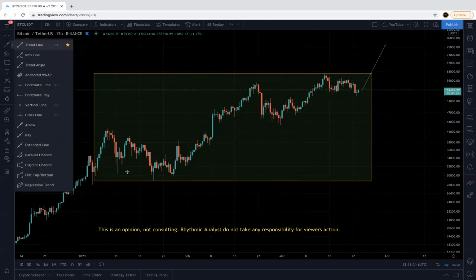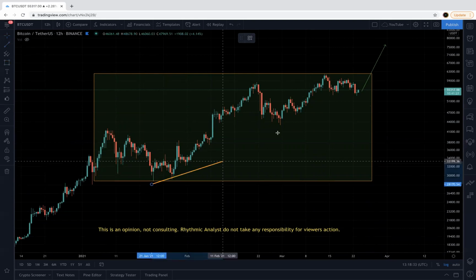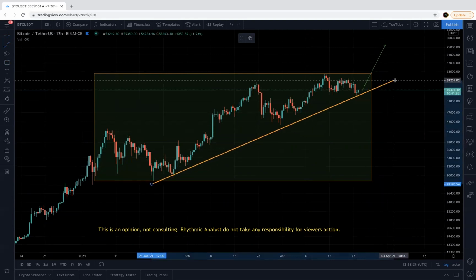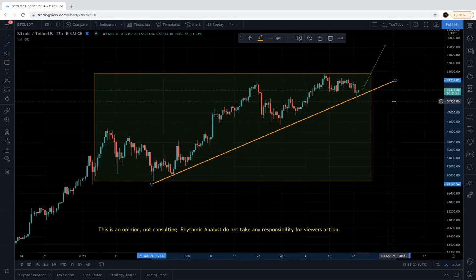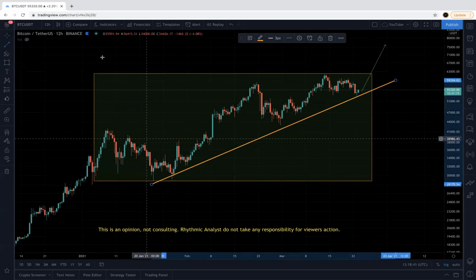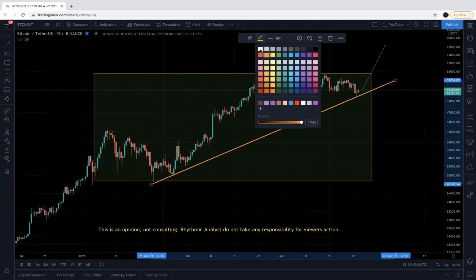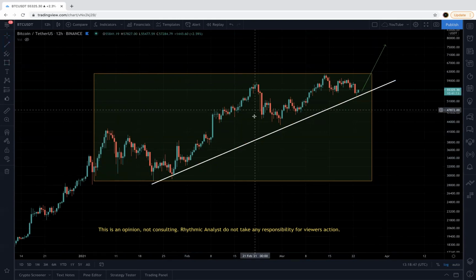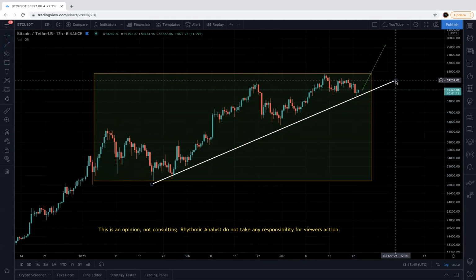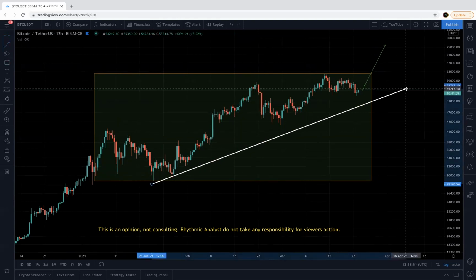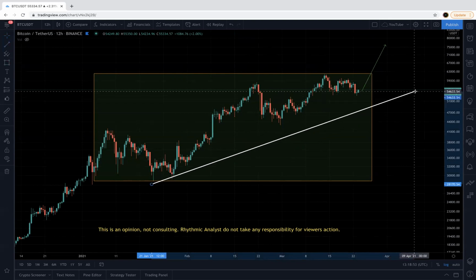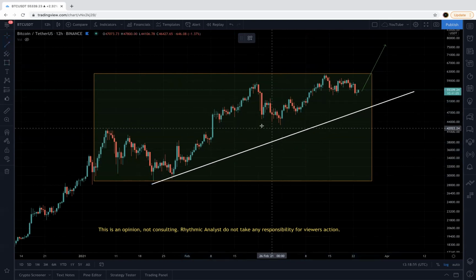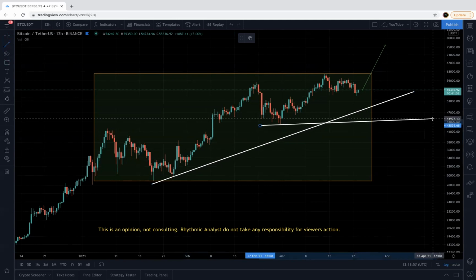What is the condition? The only condition is it must maintain this slope, this support. So it must maintain this slope or angle. Sometimes it may change the angle like this, don't worry. Another point is it should follow this.